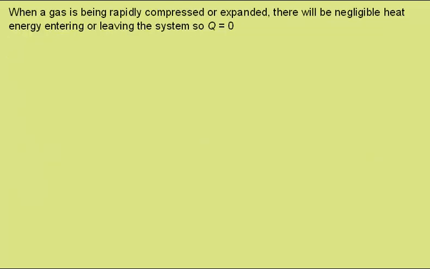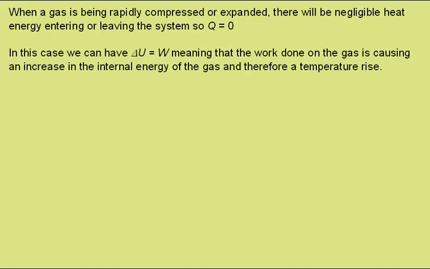When a gas is being rapidly compressed or expanded, there will be negligible heat energy entering or leaving the system, so the Q term will be equal to 0. In this case we can have delta U is equal to W, meaning that the work done on the gas, W, is causing an increase in the internal energy of the gas, delta U, and therefore causing a temperature rise of the gas.